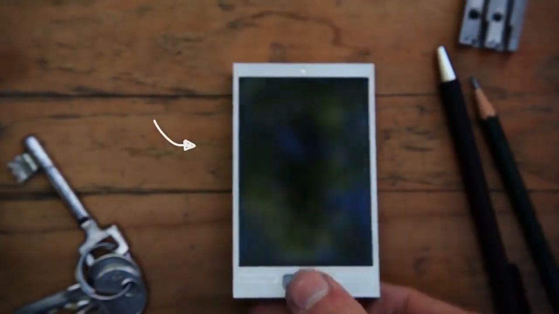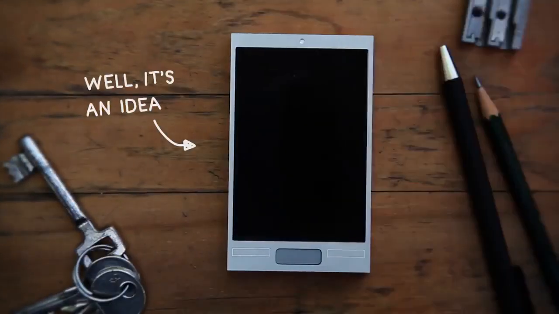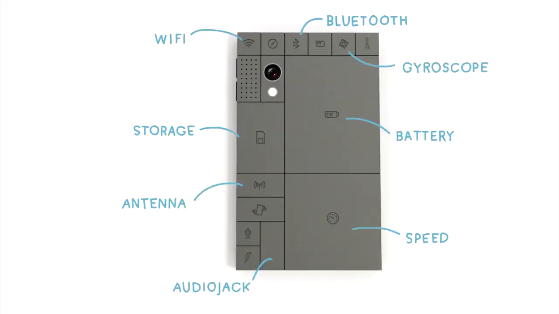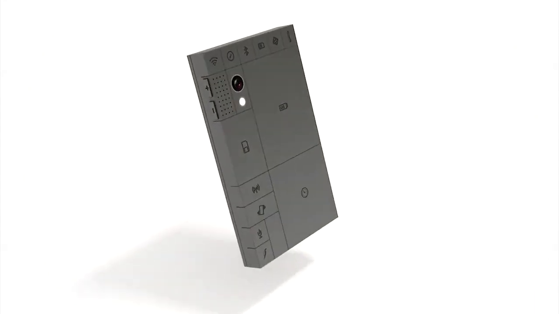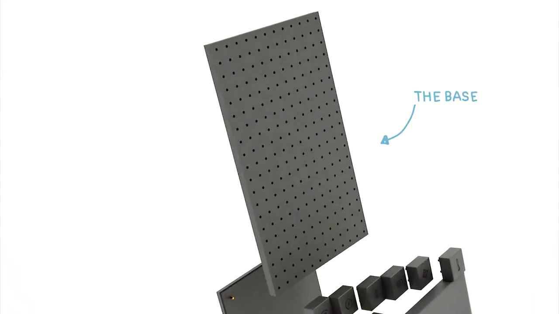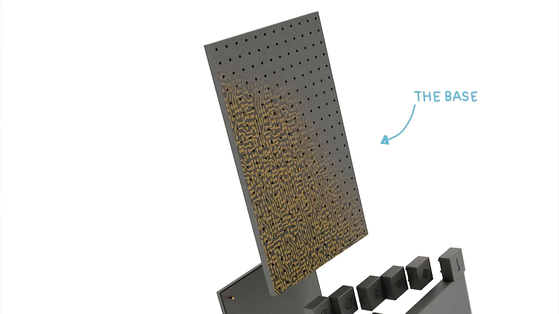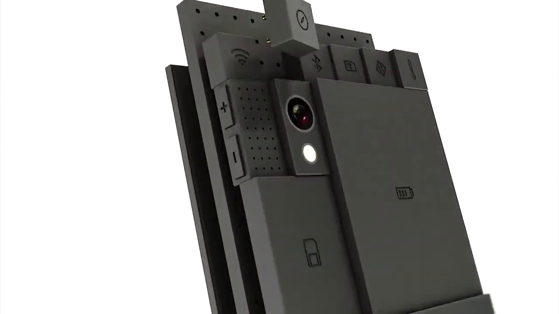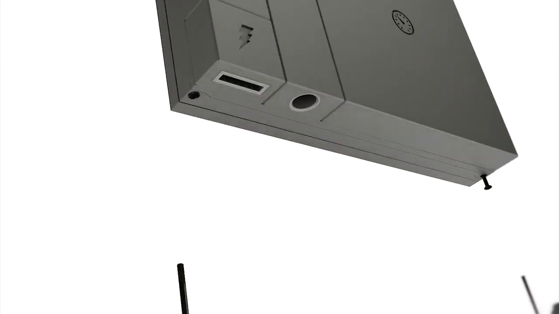So this is a new kind of phone. It's made of blocks. Detachable blocks. They are all connected to the base, and the base connects everything together. Electrical signals are transferred through the pins, and two small screws lock everything in place.